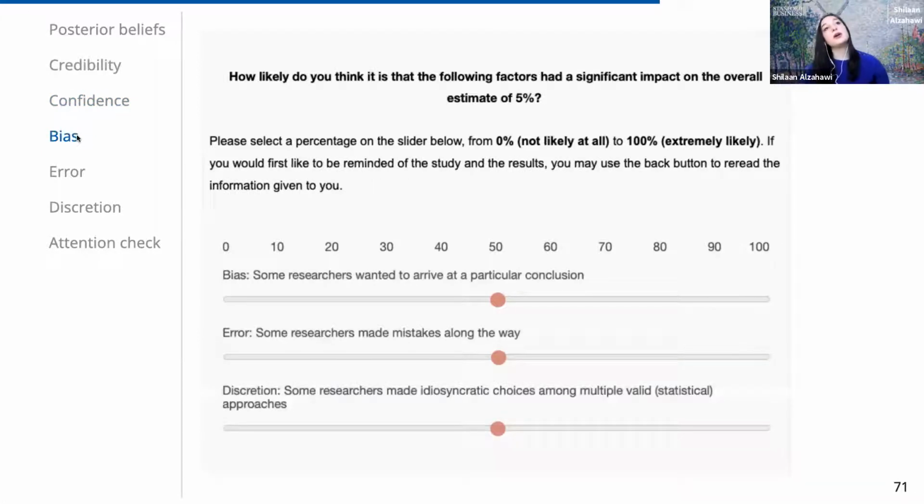And then we have a series of questions about which factors the participants think may have had a significant impact on the overall estimate of 5%. The first factor is bias. So some researchers wanted to arrive at a particular conclusion. How likely is it that this factor has influenced the findings or the overall estimate? The second factor is error. Some researchers made some mistakes along the way. And the third one is the exploratory measure I described, which is discretion. Some researchers making idiosyncratic choices among multiple valid statistical approaches.